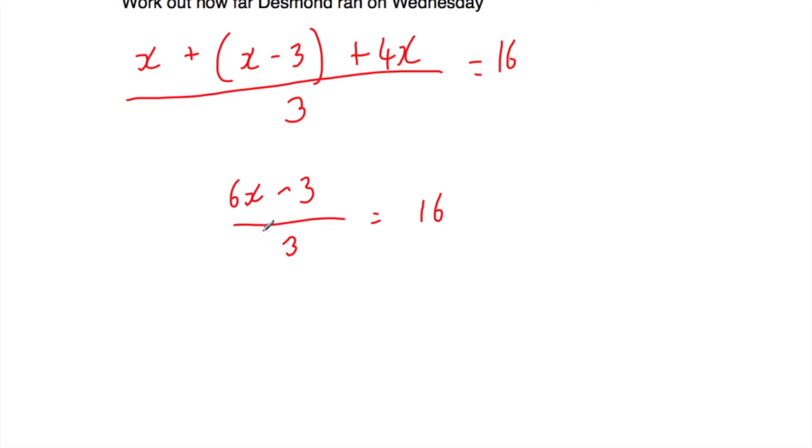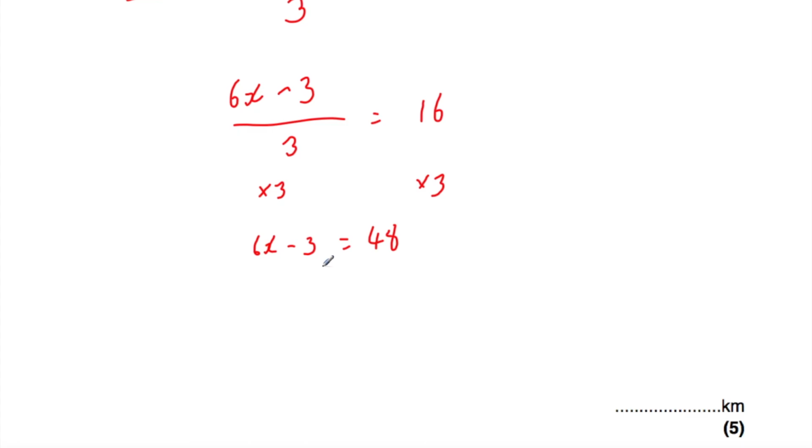We want to solve this, so let's get rid of this divide by 3. So if we want to get rid of this divide by 3, we're going to times both sides of the equation by 3. Because if we times by 3, it gets rid of the divide by 3. So we're left with the numerator, so it's going to be 6x minus 3. And then the right hand side, we had 16 times 3 is equal to 48.